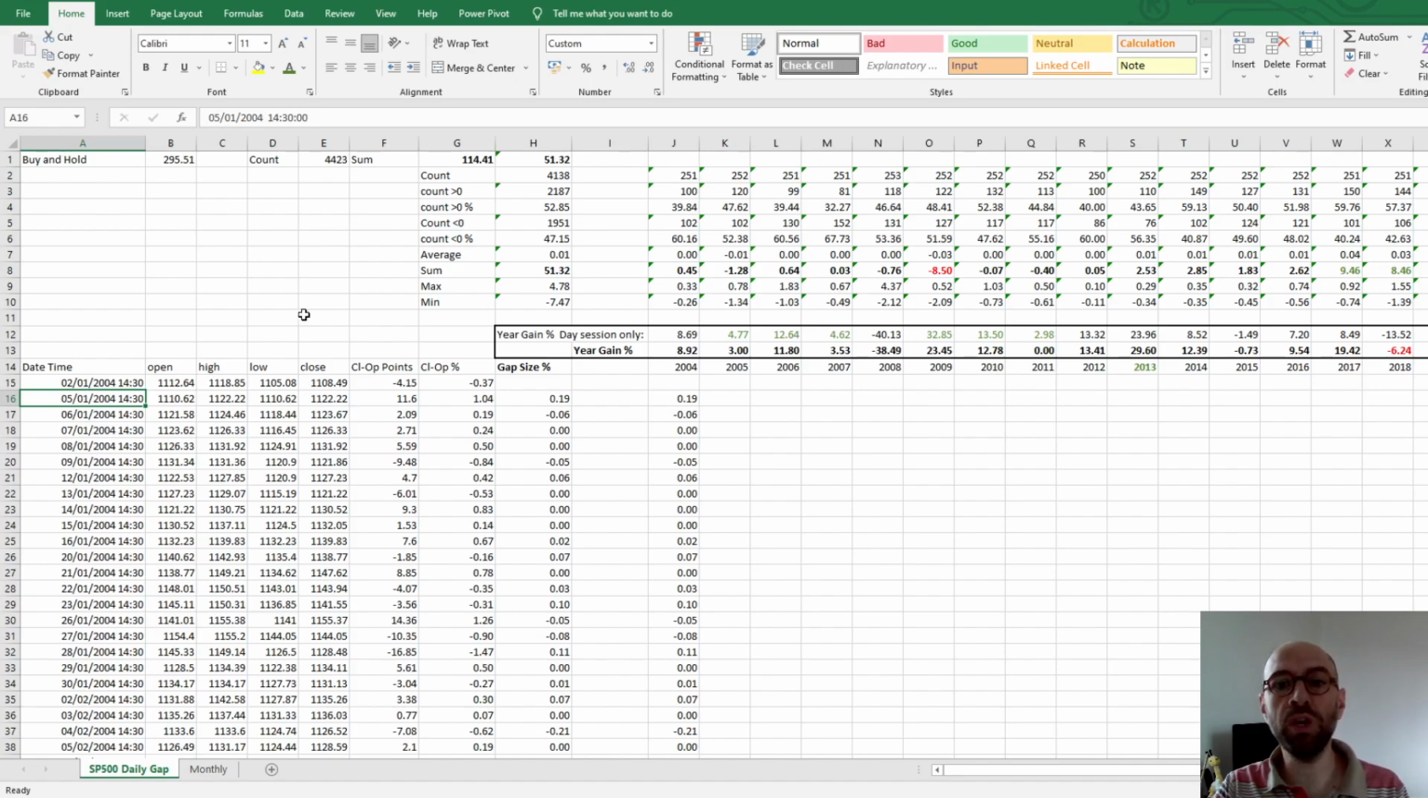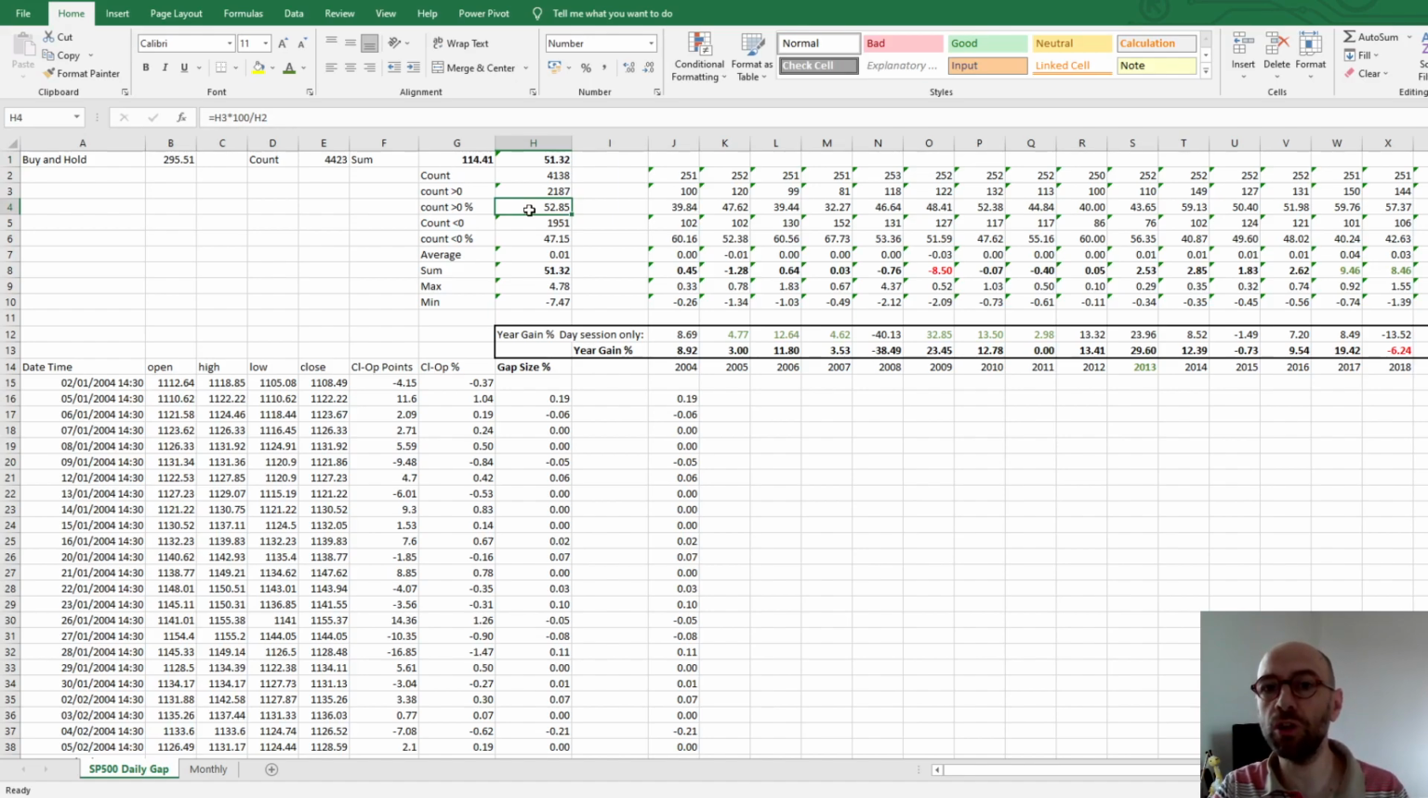So what can we see immediately just by calculating all these columns from A to H? I've summed here all the gains that the sessions had during the day session. So that's just the sum. And here I've calculated the sum for the gaps. The immediate thing you can see is that the gaps seem to be responsible for approximately half the gains.